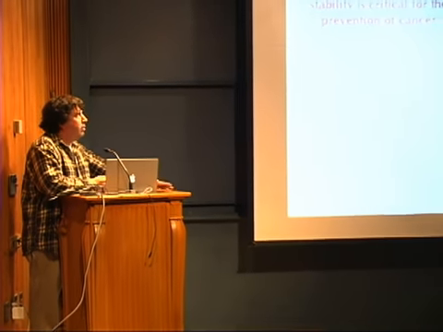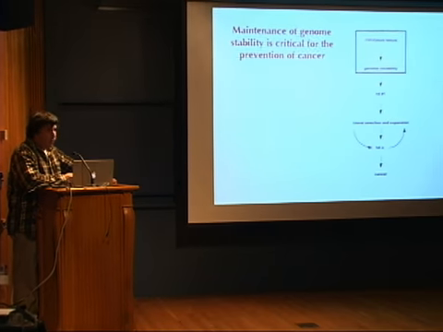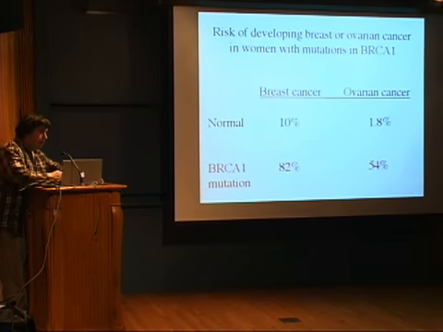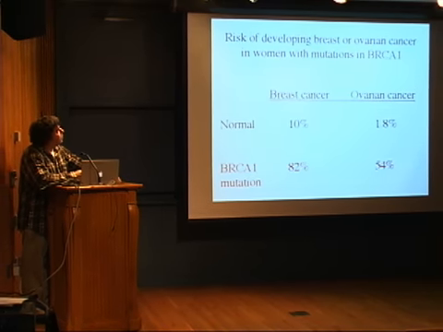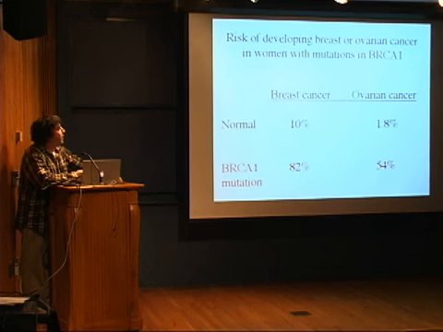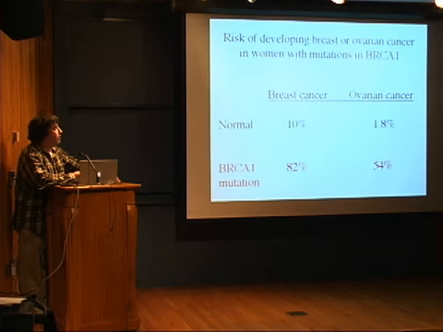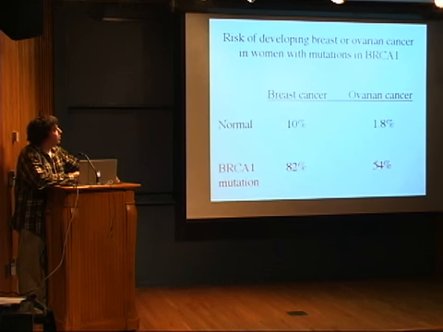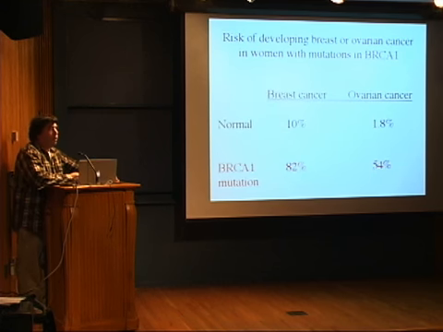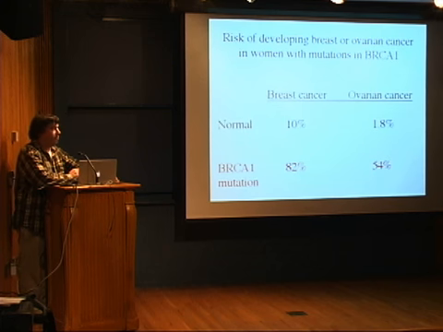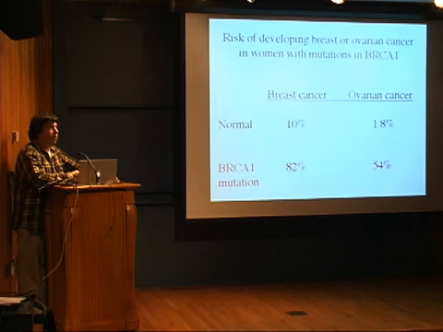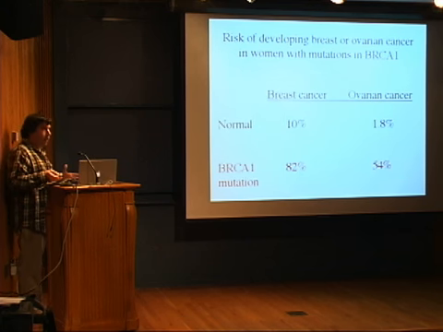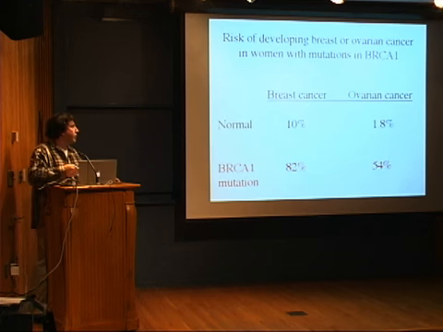So the idea then is that the maintenance of genome stability is really very critical for preventing cancer. And again, I think a very powerful example of that is shown here by just pure statistical analysis on the risk of women for developing either breast or ovarian cancer when they suffer mutations in this gene called BRCA1. Now, the exact biochemical function of BRCA1 is still really unclear. What is clear, though, is that it is certainly involved in some aspect of maintaining genome stability and preventing mutation, okay?